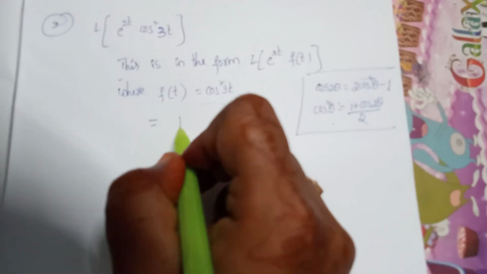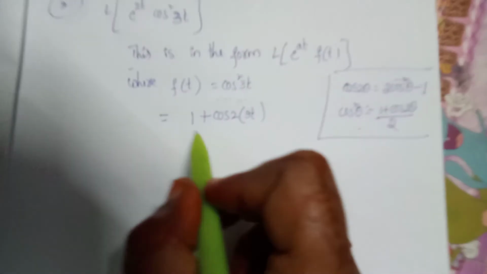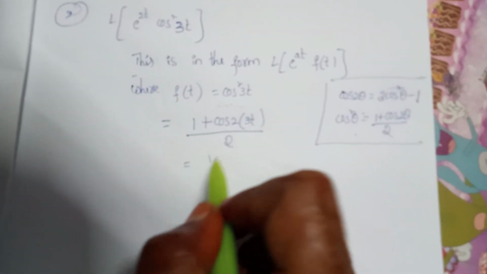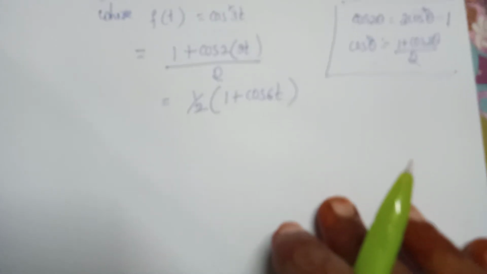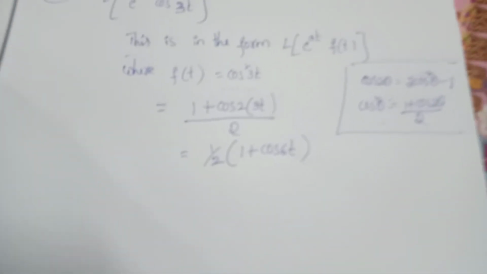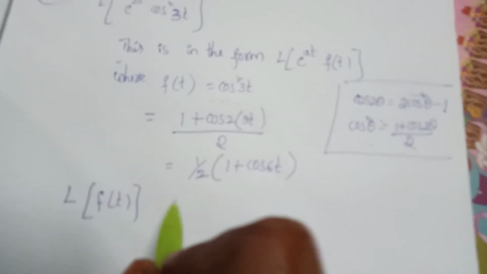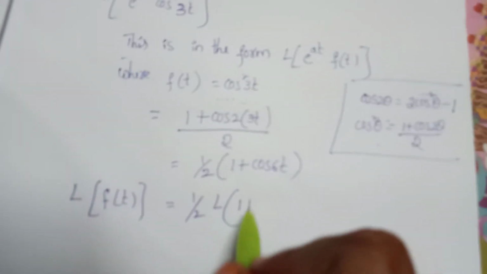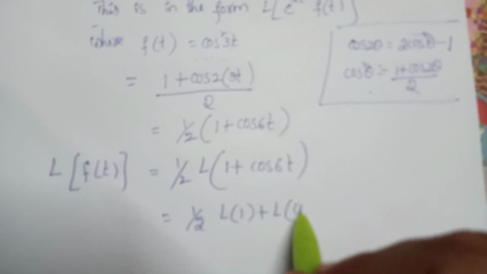So 1 plus cos 2 theta, where theta means 3t, divided by 2, that is 1 by 2 into (1 plus cos 6t). Now we find L of f of t, that is 1 by 2 into L of 1 plus cos 6t, so 1 by 2 into (L of 1 plus L of cos 6t).